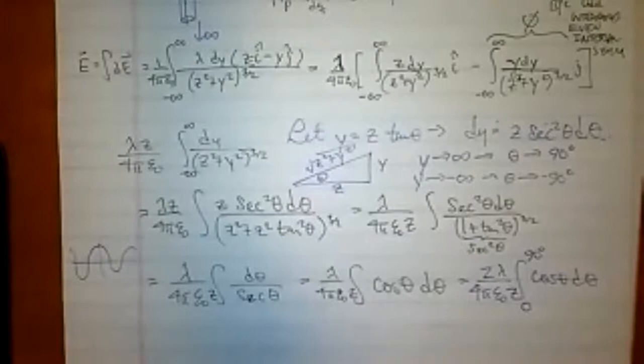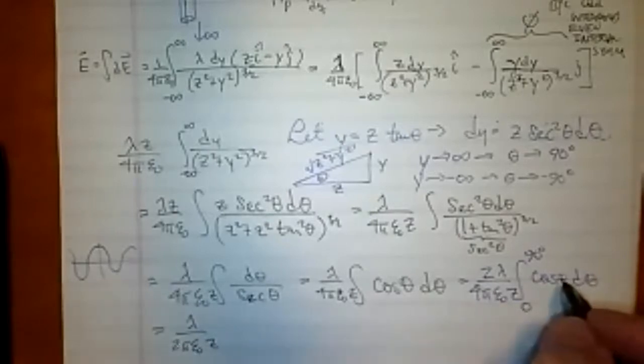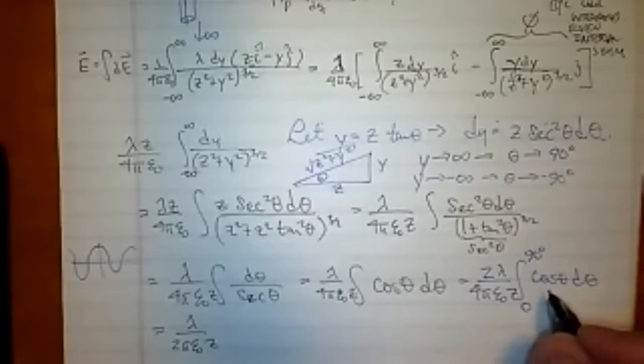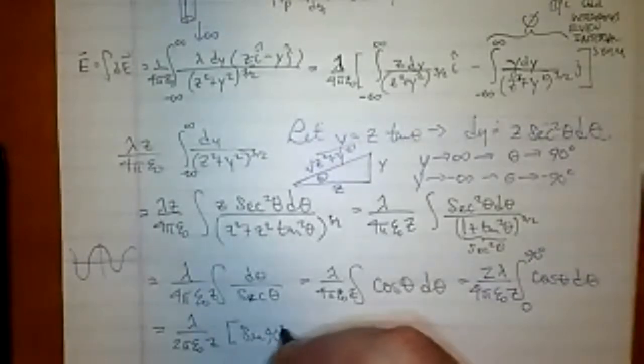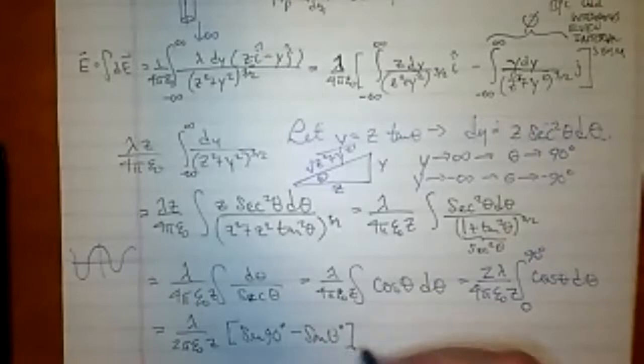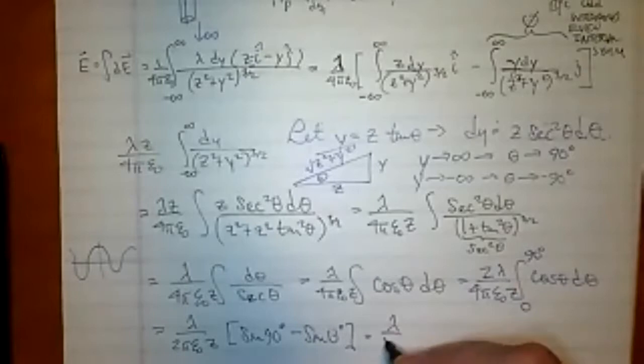So now I get finally lambda over 2 pi epsilon naught z. And then, of course, the derivative of sine is cosine, so the integral of cosine is sine. Sine of 90 degrees is 1 minus the sine of 0 degrees, which is 0. So I end up getting just 1. So that'd be lambda over 2 pi epsilon naught z.